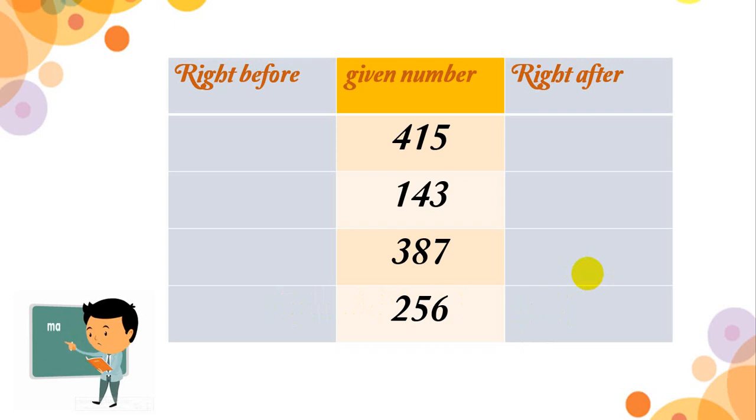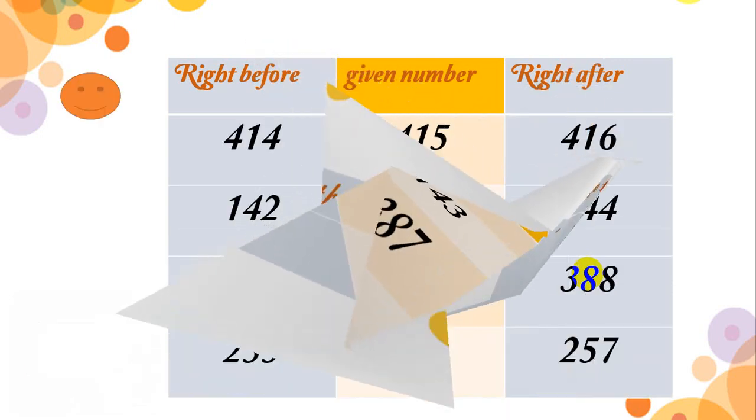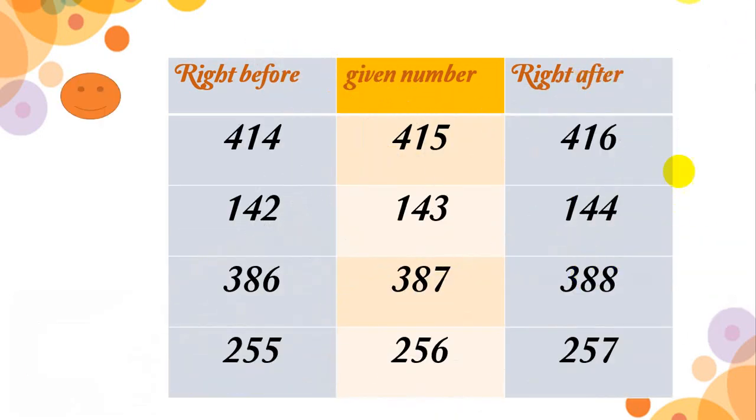Let's see your answers. Great. All your answers are correct. Let's read the first one. 414, 415, 416. 414 comes right before 415. 416 comes right after 415.